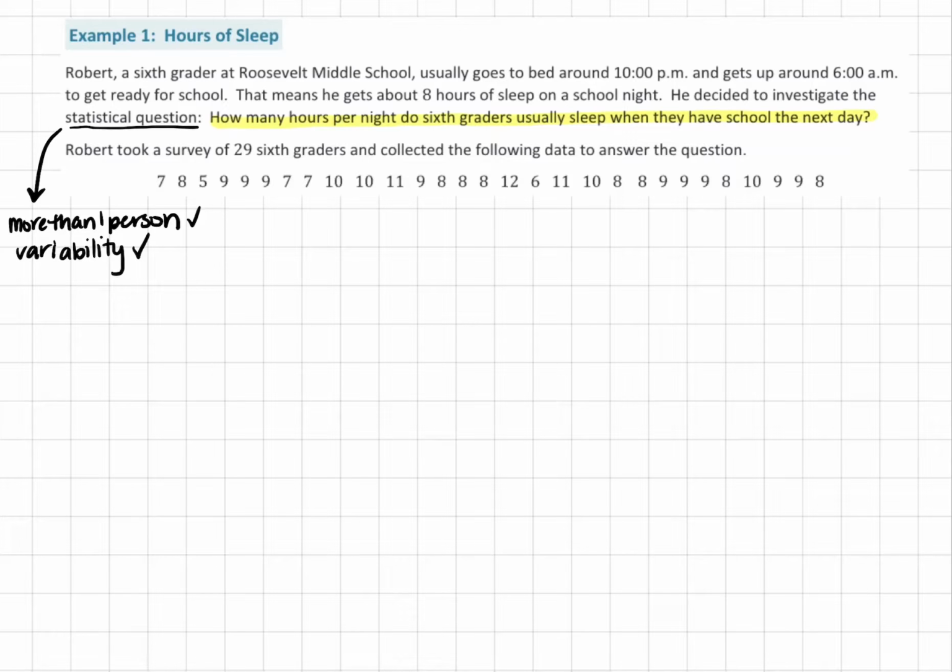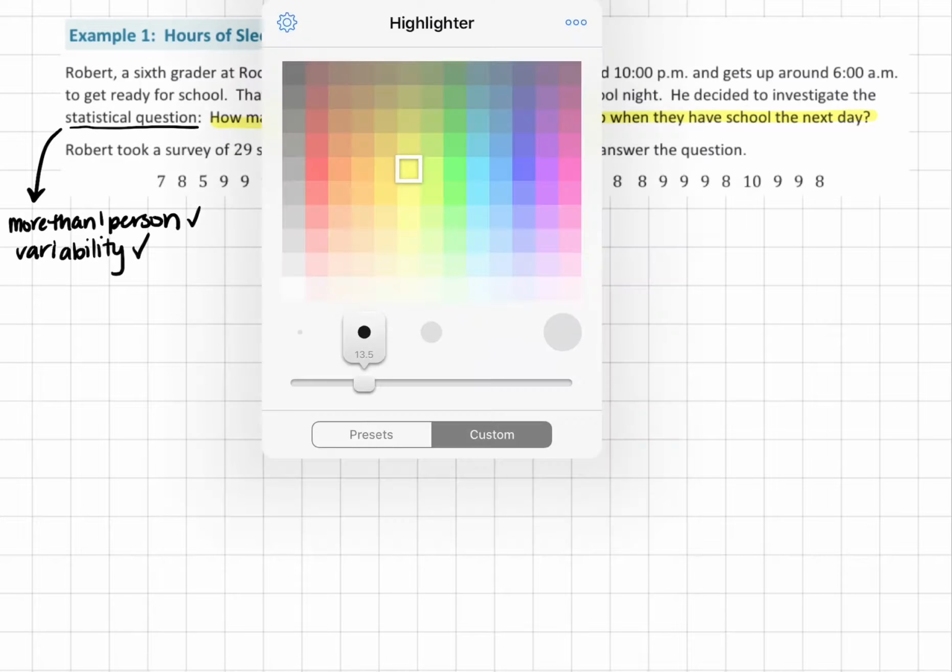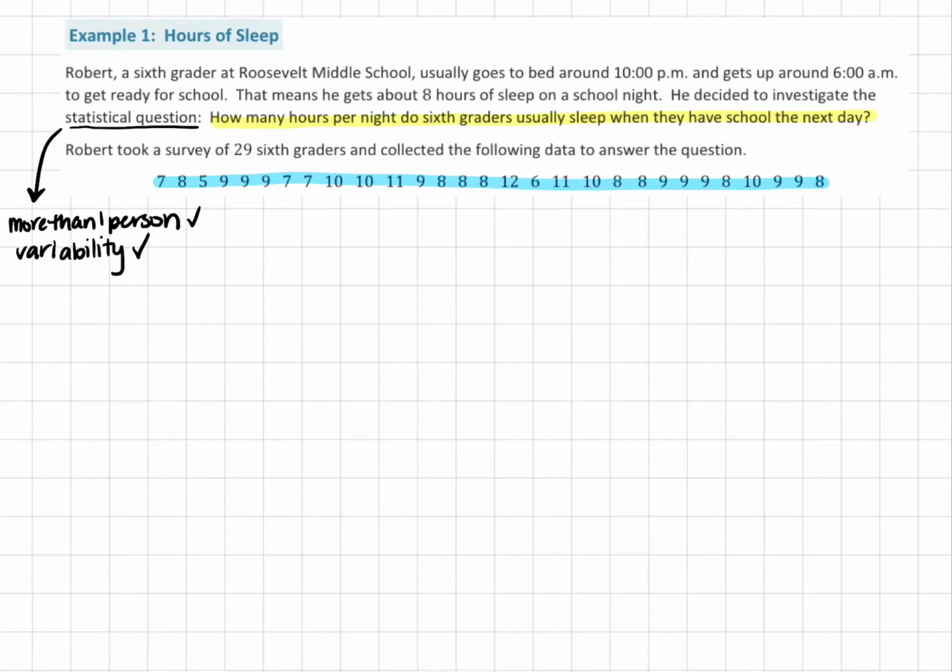Robert took a survey of 29 6th graders and collected the following data to answer the question. And we can see down here all of these numbers that represent the hours each student slept. Now, I want to find a way to organize all of these in a table. So what I'm going to do is make what's called a frequency table.